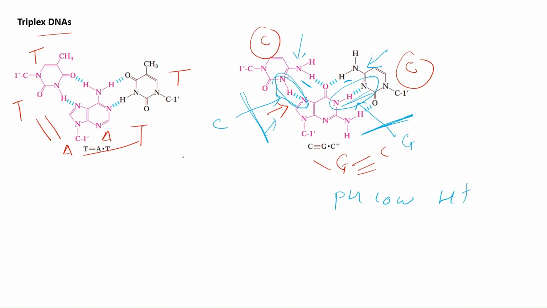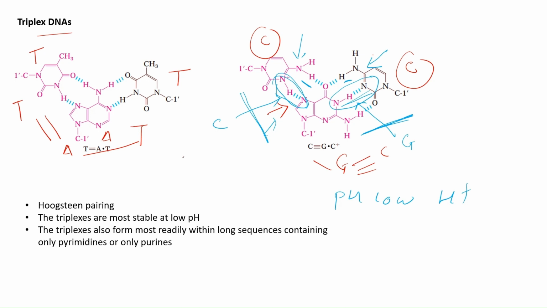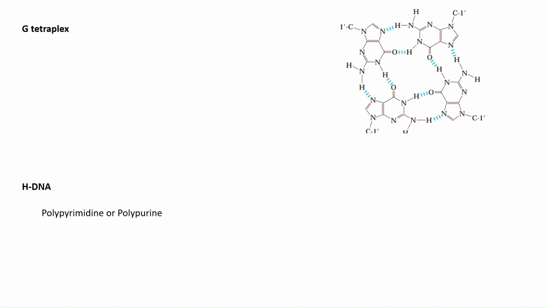Low pH, more H plus. When more H plus is present in the surrounding, more H plus will bind with the cytosine, making it a protonated molecule and forming the triplex DNA. So this unusual pairing is known as Hoogsteen pairing. The triplexes are stable at low pH, and these triplexes are readily formed within long sequences that contain only purines or only pyrimidines. Like triplex, this is G tetraplex.